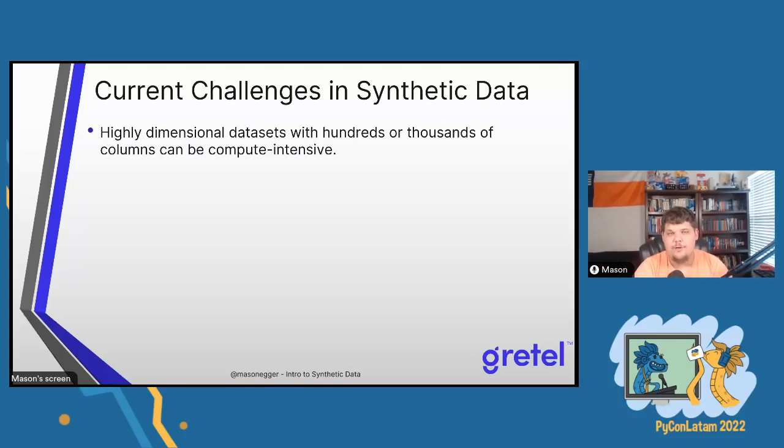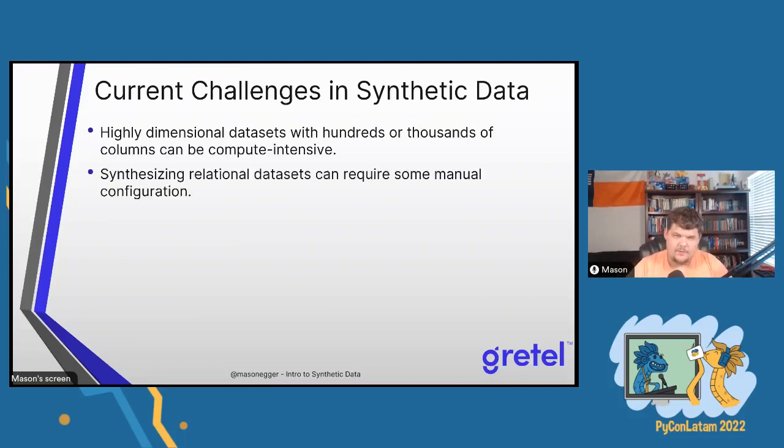So we have pre-trained models that we use here at Gretel to train your data against, and then you get more synthetic data. If your data is very, very large, it becomes very compute intensive, requiring GPUs, all sorts of things. Synthesizing relational databases can still require some manual configuration.